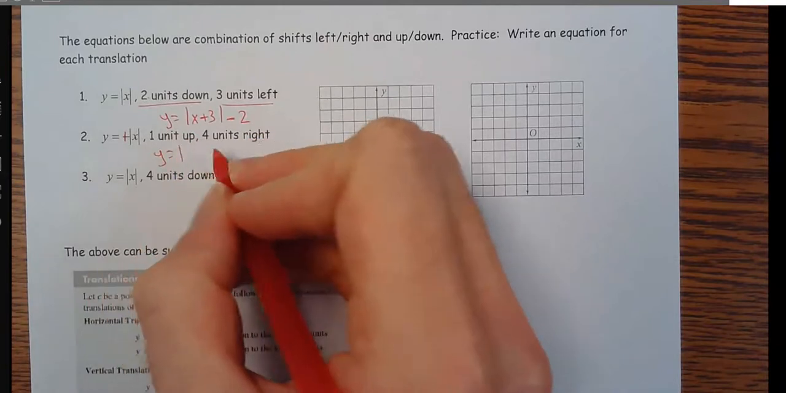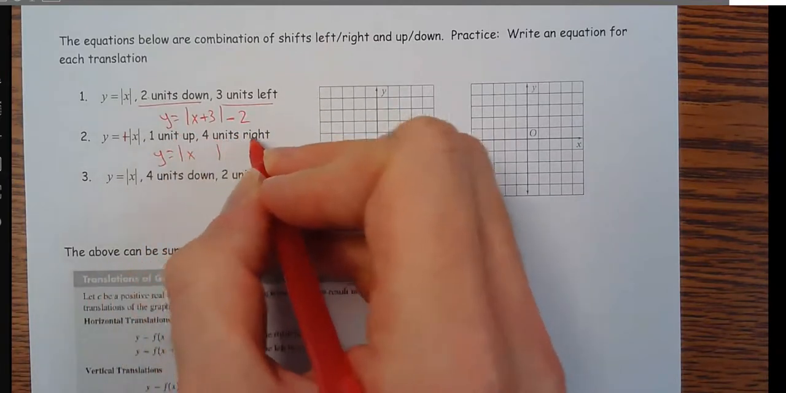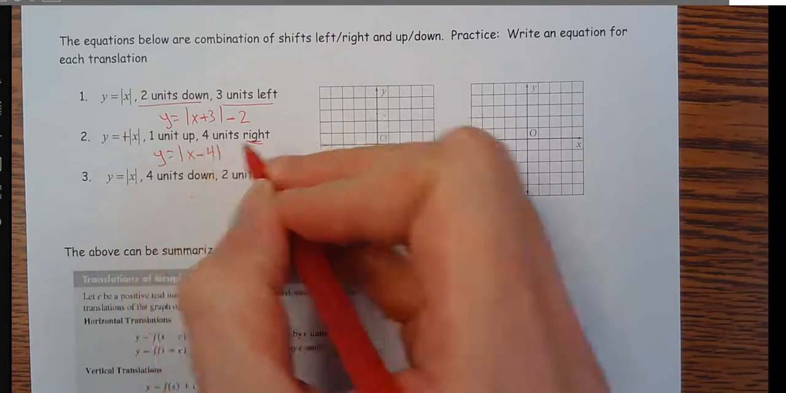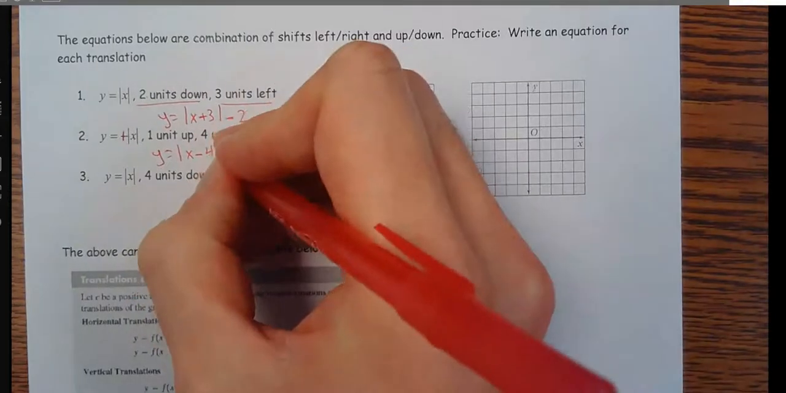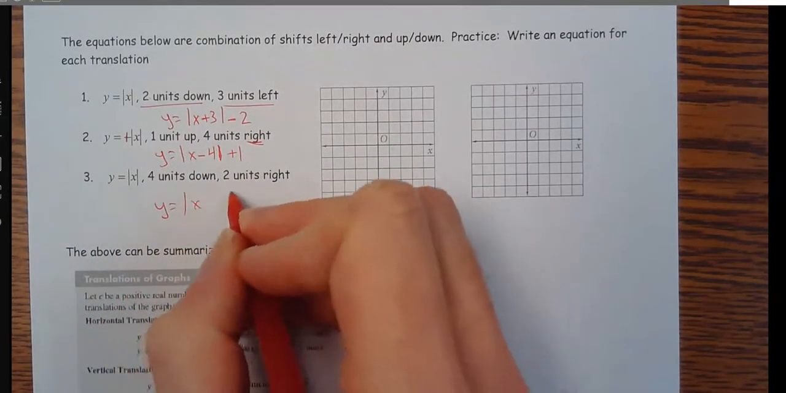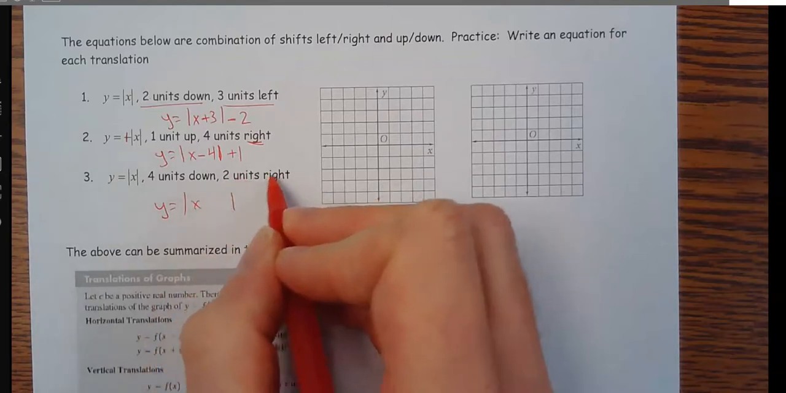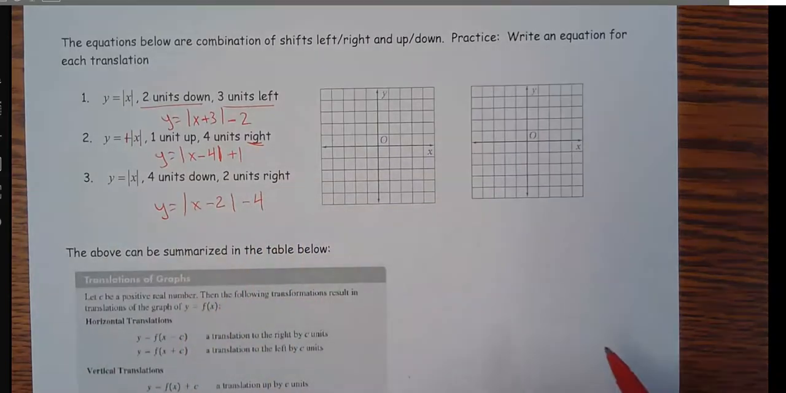So this would be, I'm going to go up and to the right, so I'm going to go x. If it's to the right, it'd be minus 4. If it's up, it'd be plus 1. And then this guy, x, I'm going right 2, so that's minus 2, and then I'm going 4 down, so that's minus 4.